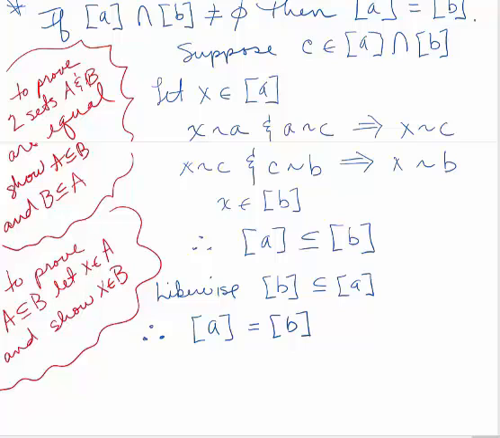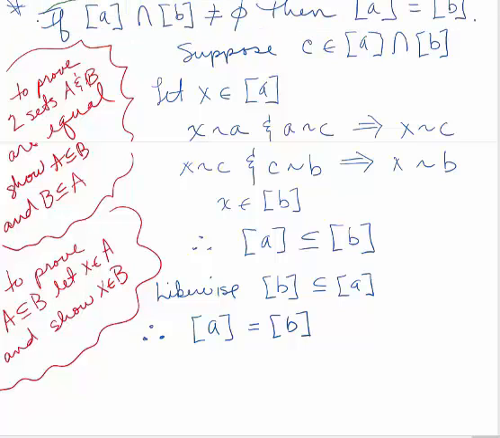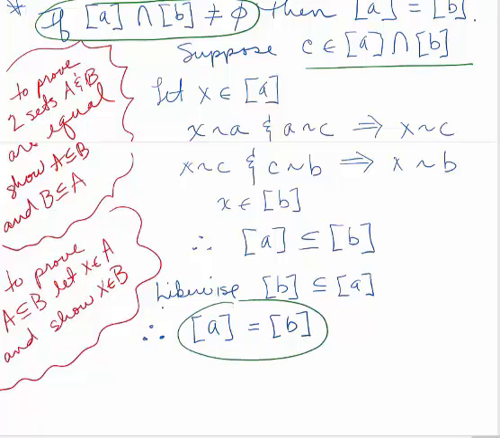Notice what we have shown: if the intersection is non-empty, in other words, we said suppose there's something in the intersection, we have proven that if there's anything in there, the two equivalence classes are exactly the same. This means that they are pairwise disjoint.